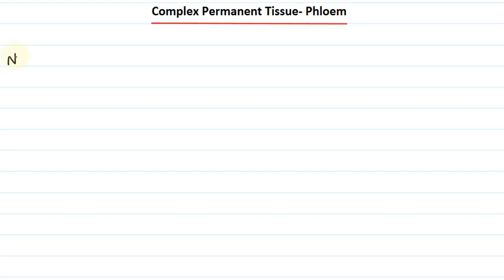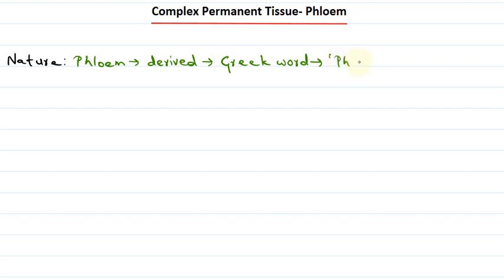To begin with, we will first talk about the nature of the phloem. The term phloem is derived from a Greek word, phloos, which means bark. So phloem is derived from the Greek word phloos, which means bark.